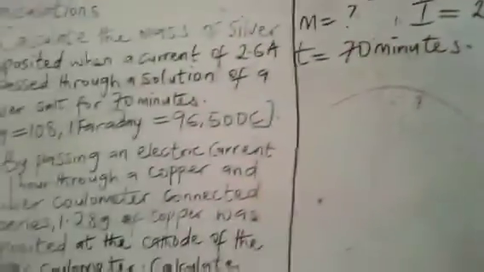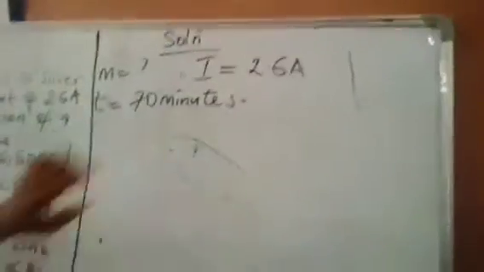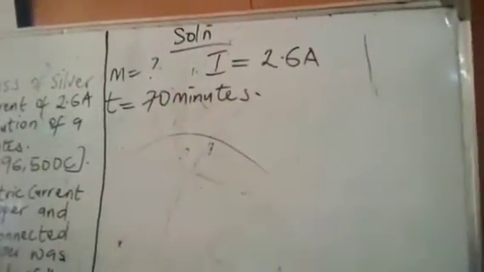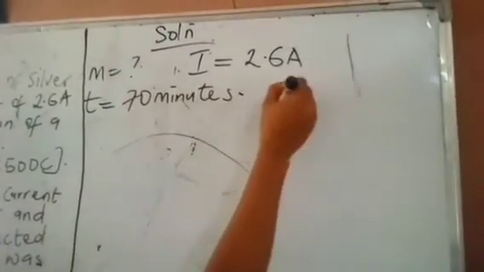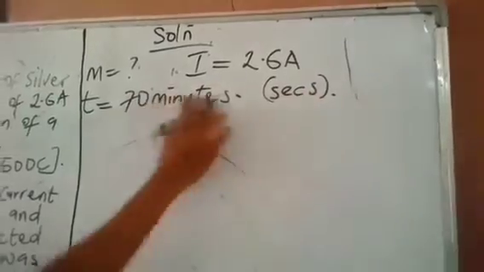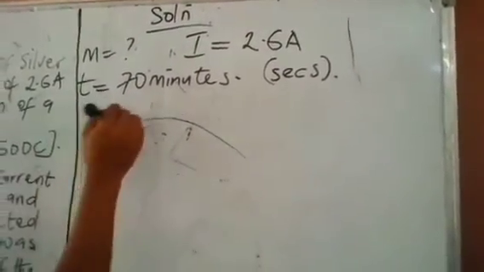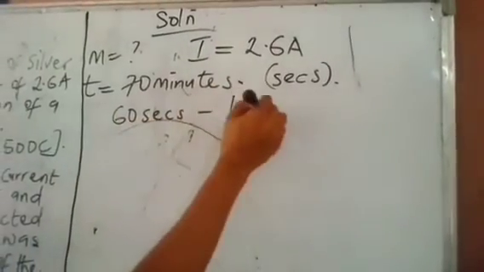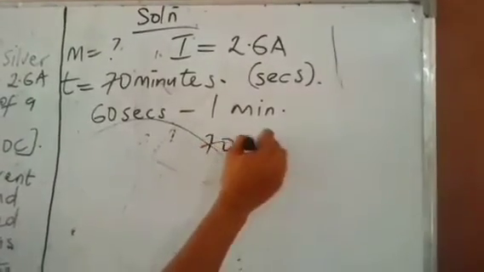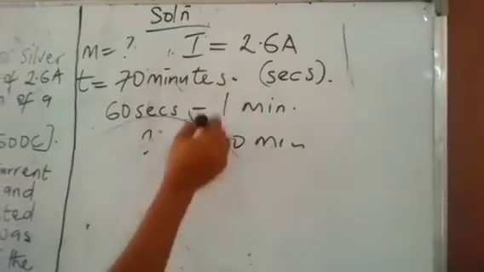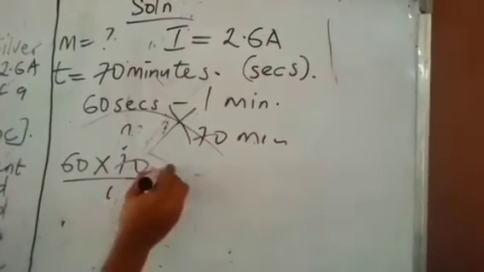Now let's look at these parameters. The current is in amperes, but our time is in minutes. The normal SI unit for time should be in seconds. So we are going to be converting the 70 minutes into seconds. Remember, don't forget that 60 seconds make 1 minute. So obviously, 70 minutes will make how many seconds? Cross multiplication should give us 60 times 70 over 1 seconds.